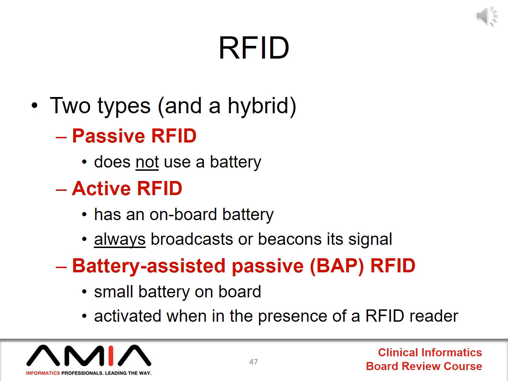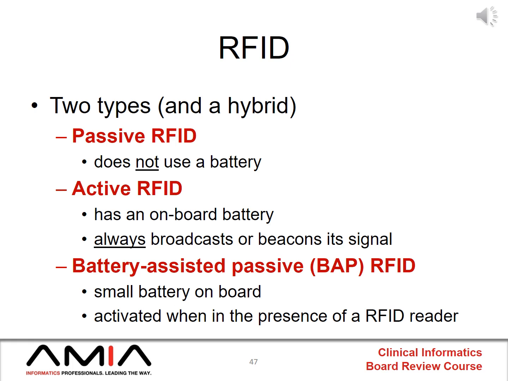An active RFID does have an onboard battery, which is constantly emitting the RFID tag signal, kind of like a beacon. Active RFID tags are typically used on larger pieces of hospital equipment that you want to know where their location is at any point in time.